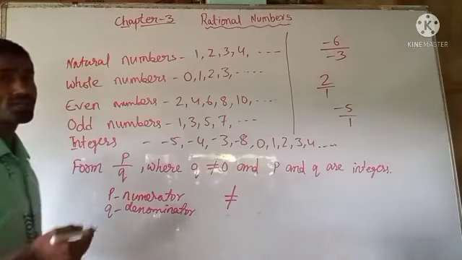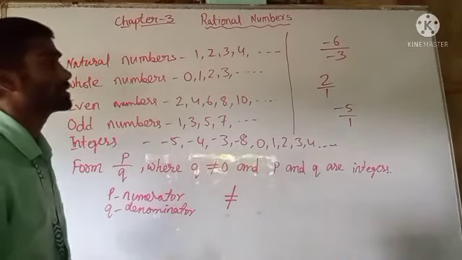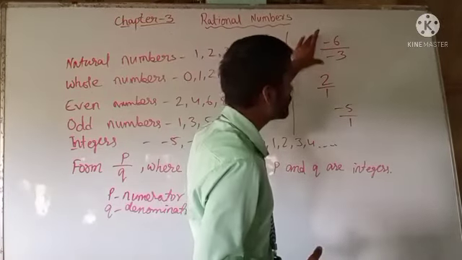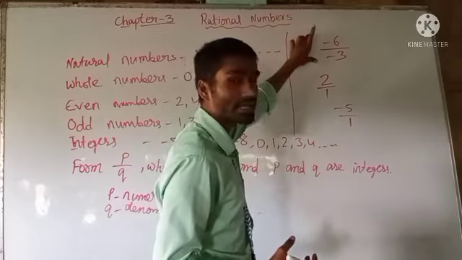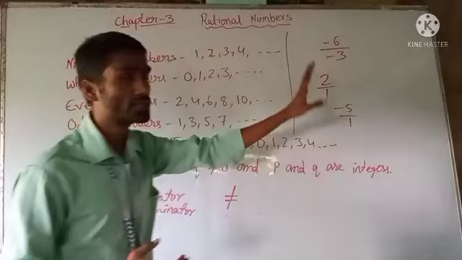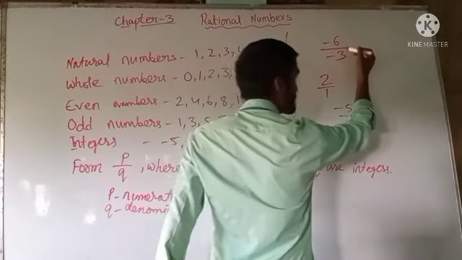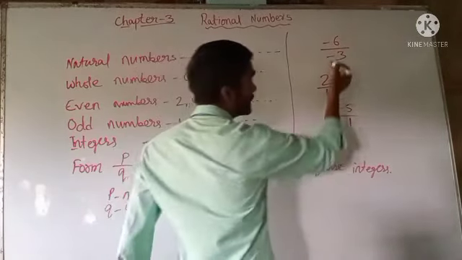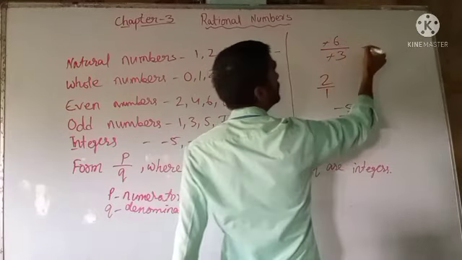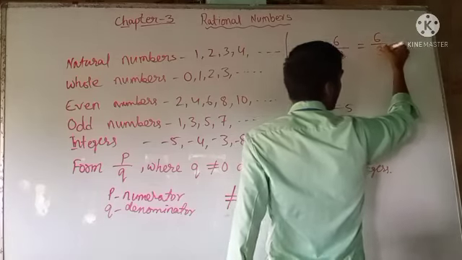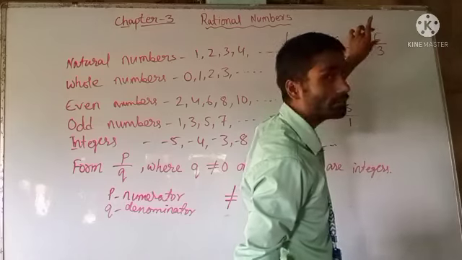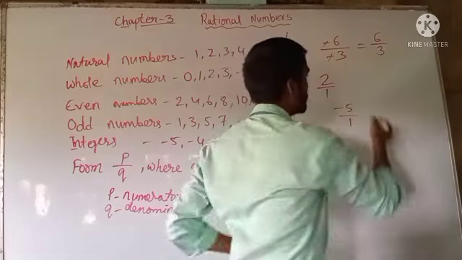Now we will talk about positive and negative rational numbers. Positive rational numbers are those which have a plus sign. Here, in minus 6 by minus 3, we can cancel the minus signs. Now minus 6 by minus 3 changes into 6 by 3. So the sign here is plus, which means it is a positive rational number.